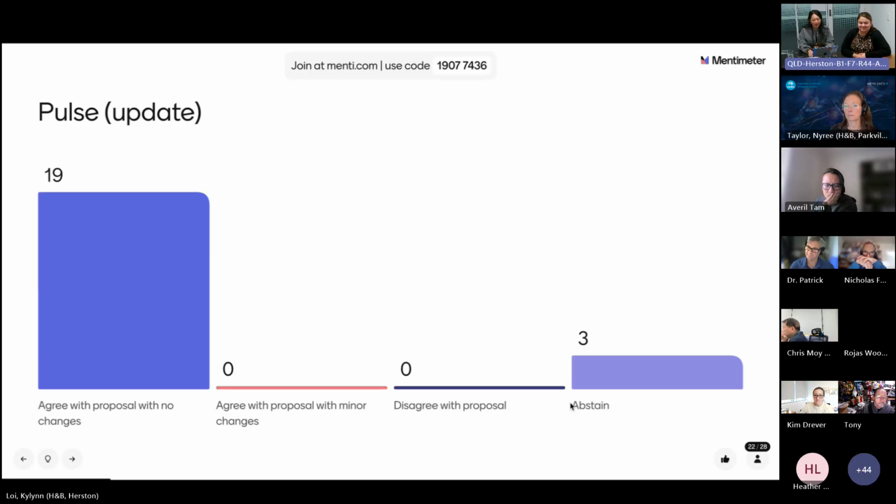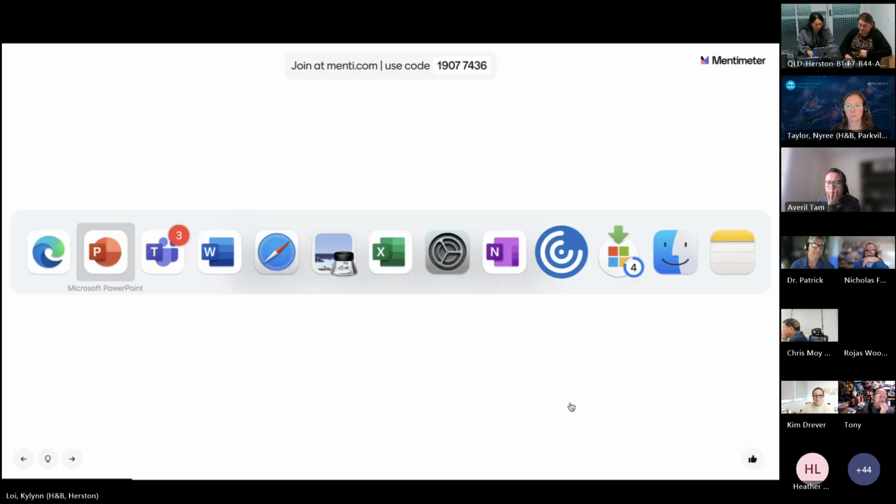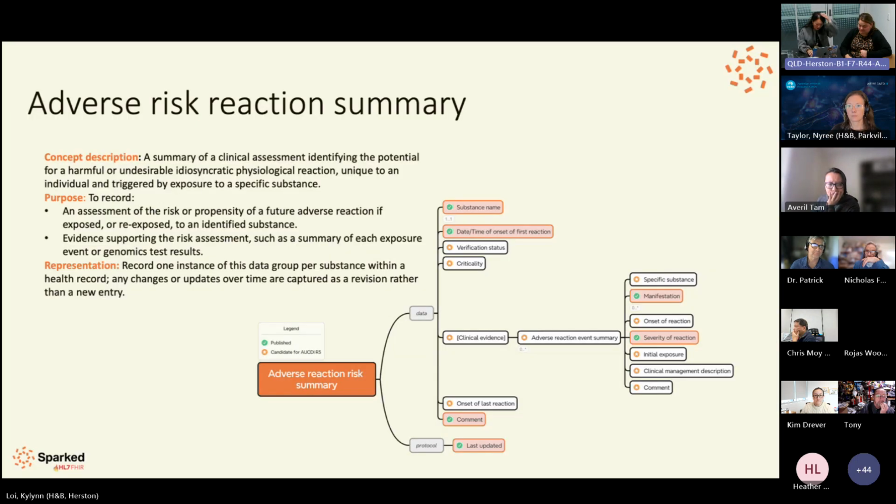All right, looks like that one has passed. We will look into the value set a little bit in more detail, but we will include AUCDI in AUCDI R3 Pulse as proposed. So back to you, Noi.